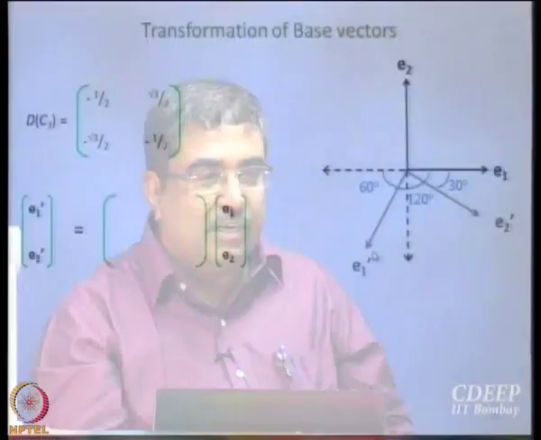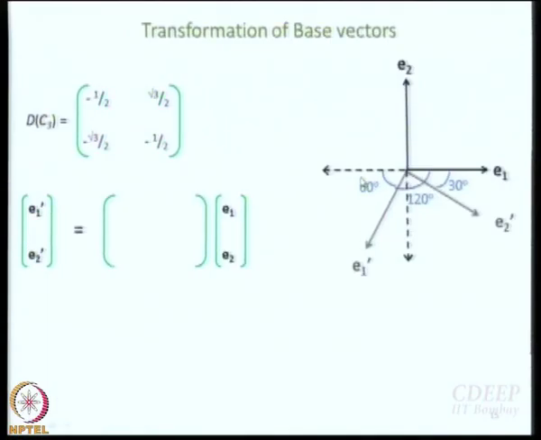This length, this is 1. So if I drop a perpendicular here, what we learnt in school is that you start with an equilateral triangle and then drop a perpendicular bisector. So if this side is 1, then this side will be half, and since it is half along minus E1, it will be minus half, and similarly this will be, by Pythagoras theorem, root 3 by 2, right. So E1 dashed is equal to minus half E1 minus root 3 by 2 E2, correct.